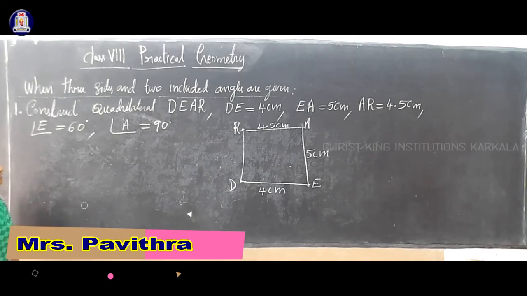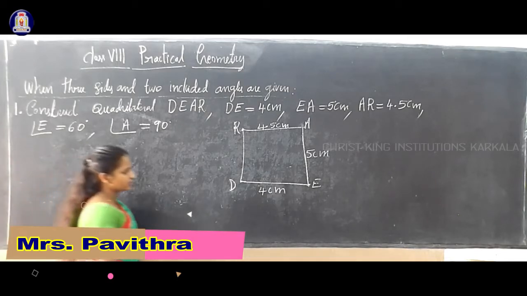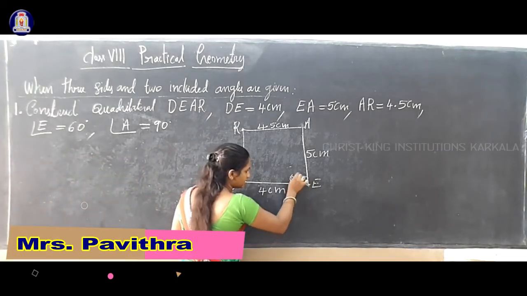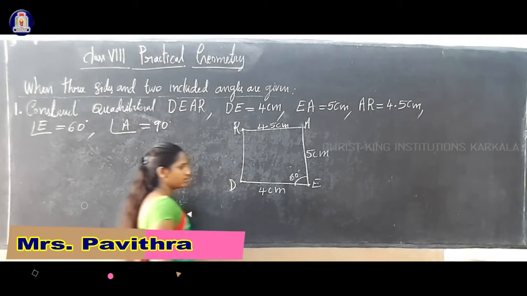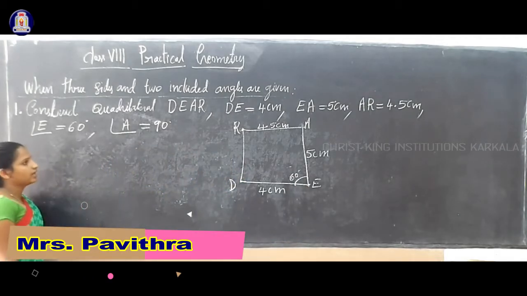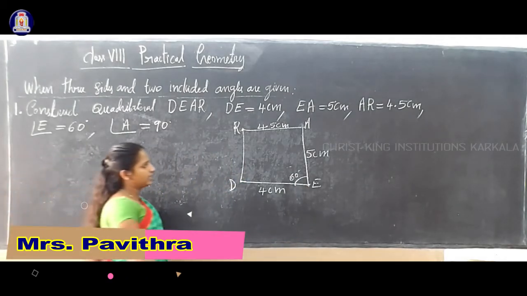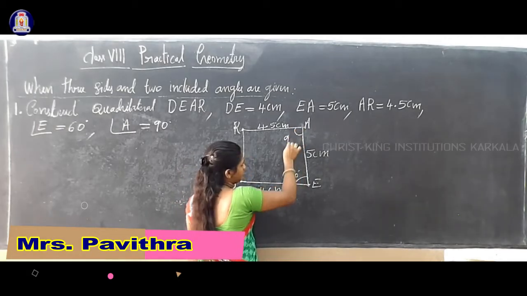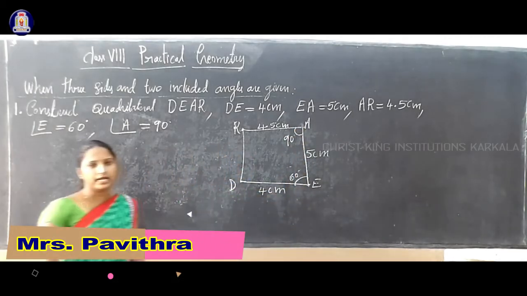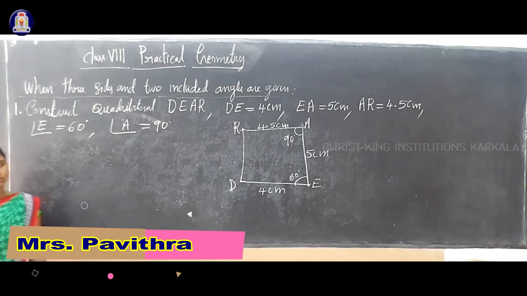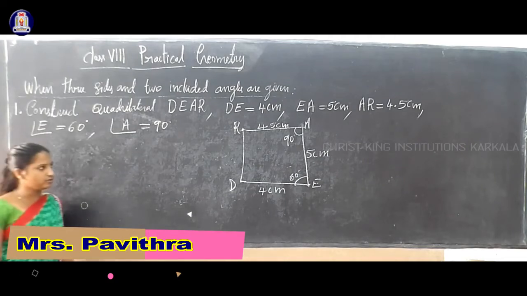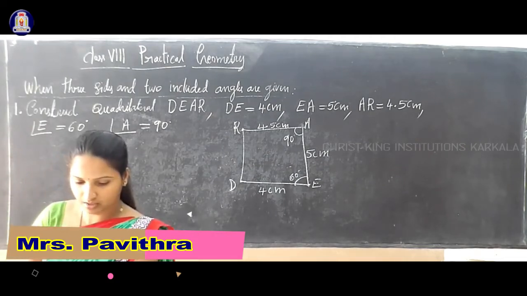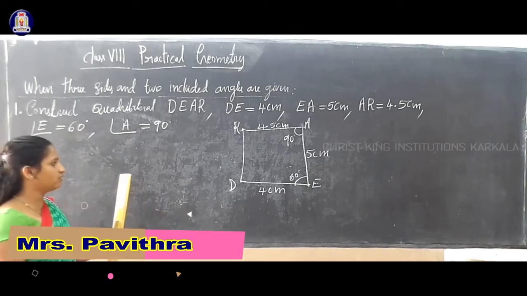And how many angles are given? Two angles are given. One is angle E, which is 60 degree. And angle A is 90 degree. So now, by using this rough diagram, you have to construct the quadrilateral.